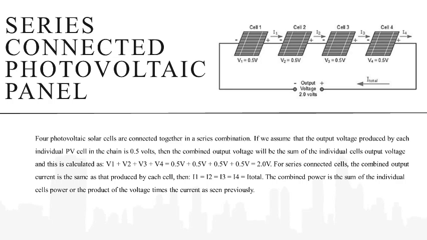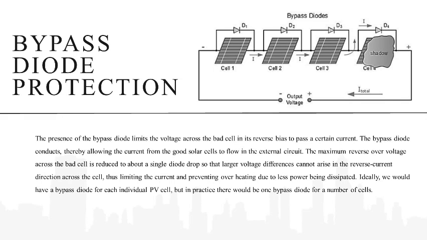For series connected cells, the combined output current is the same as that produced by each cell. Then I1 is equal to I2 is equal to I3 is equal to I4 is equal to I total. The combined power is the sum of the individual cell powers, or the product of the voltage times the current, as we saw previously.